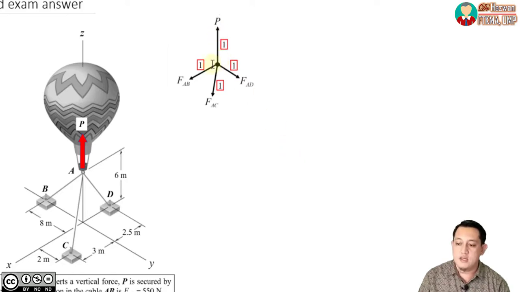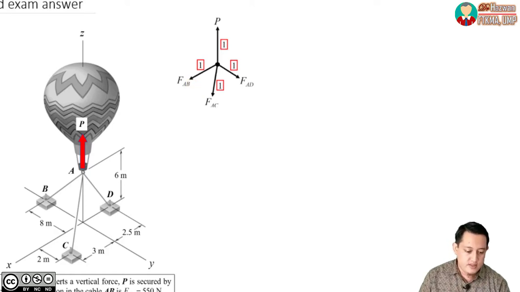Each line here represents 0.5 marks. And the labeling here, F_AB, F_AC, F_AD, and P, is another 0.5 each, which is why this one is 1, 1, 1, 1. So the total mark is 4. Most of you got this one correct. Some of you didn't draw the arrow, so I need to deduct the mark.